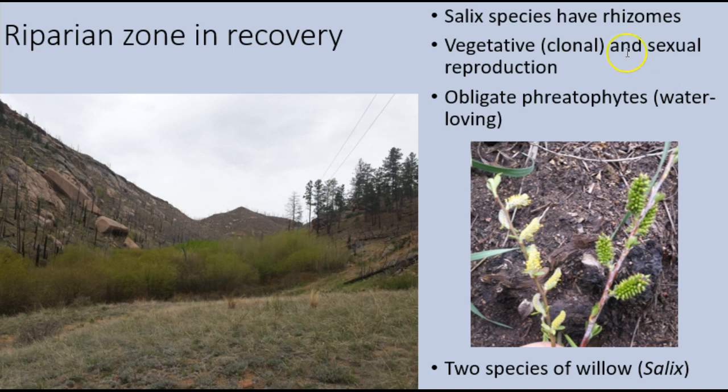Willows are obligate phreatophytes. They're water loving. They have to have their roots in the water table. That's why you see them really concentrated right in the riparian area. And this right here is only a couple of feet away, but this is the upland. This is above the water table. So we don't see the salix species there.